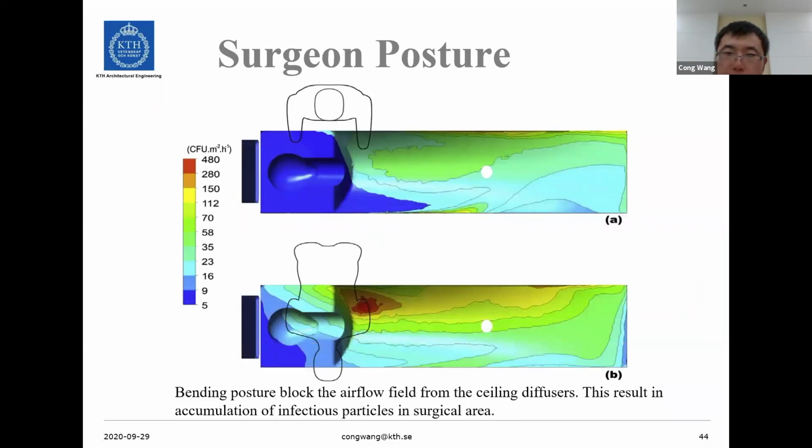Now we look at the results. Clearly, we can see that the bending posture can block the airflow field from the ceiling diffuser, and this results in accumulation of infectious particles in this surgical area. So this tells us that we need to inform the doctors and nurses when they are performing operations. They should comply with some kind of practices and some kind of rule of thumb, what to do and what not to do.